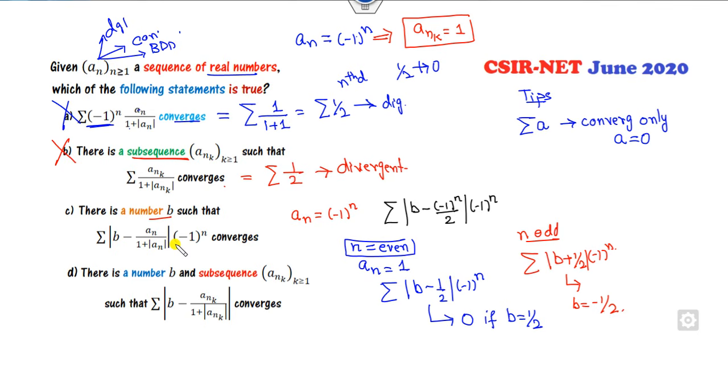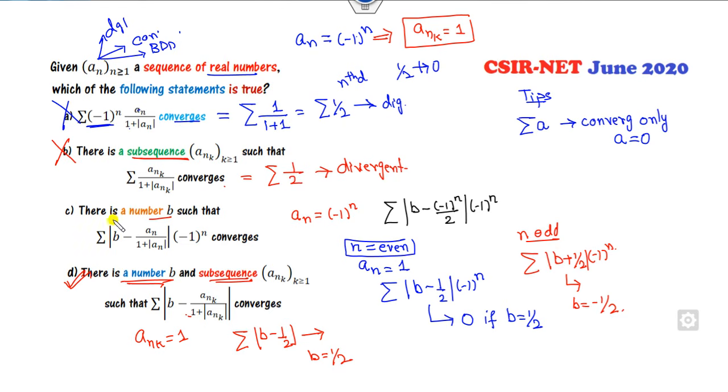How can you say there is a number b? Is b positive or negative? It is not given. Okay, we can check here if we can discard. Okay, there is a subsequence. If I consider the subsequence as 1, then this part will be here. So definitely this is convergent for b equal to 1 by 2. So there is a number b. So this is a correct option.